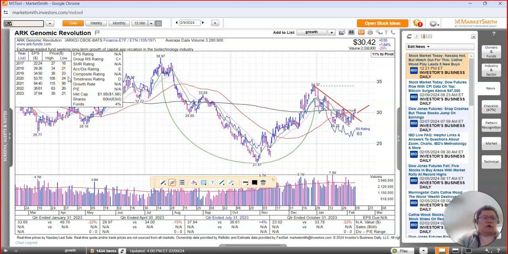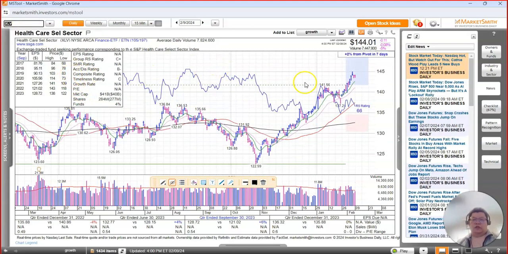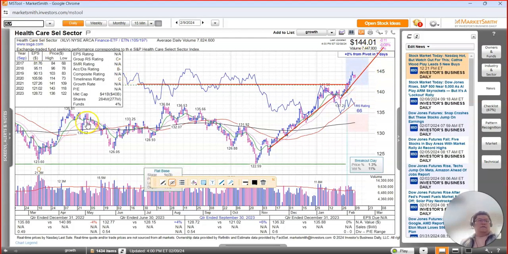Let's look at the overall health sector. We highlighted this last week. It broke out, and you can see it continue on that path. Looking pretty strong. This is the 10-day moving average slope right now. Last time it had a pretty good run right here, and this slope looks even stronger.